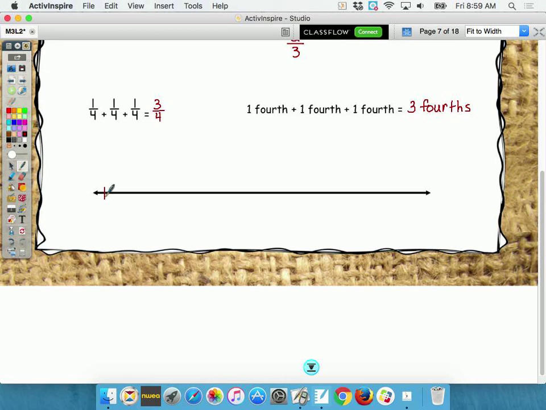Now, is my total more or less than 1 whole? Less. So what's the denominator? Because we've got to get that figured out first. 4. So 4 equal parts means how many tick marks? 3. Don't label the fractions. Okay, you're a step ahead of me, aren't you? Show 1/4 plus 1/4 plus 1/4. And then you write the answer at the bottom.